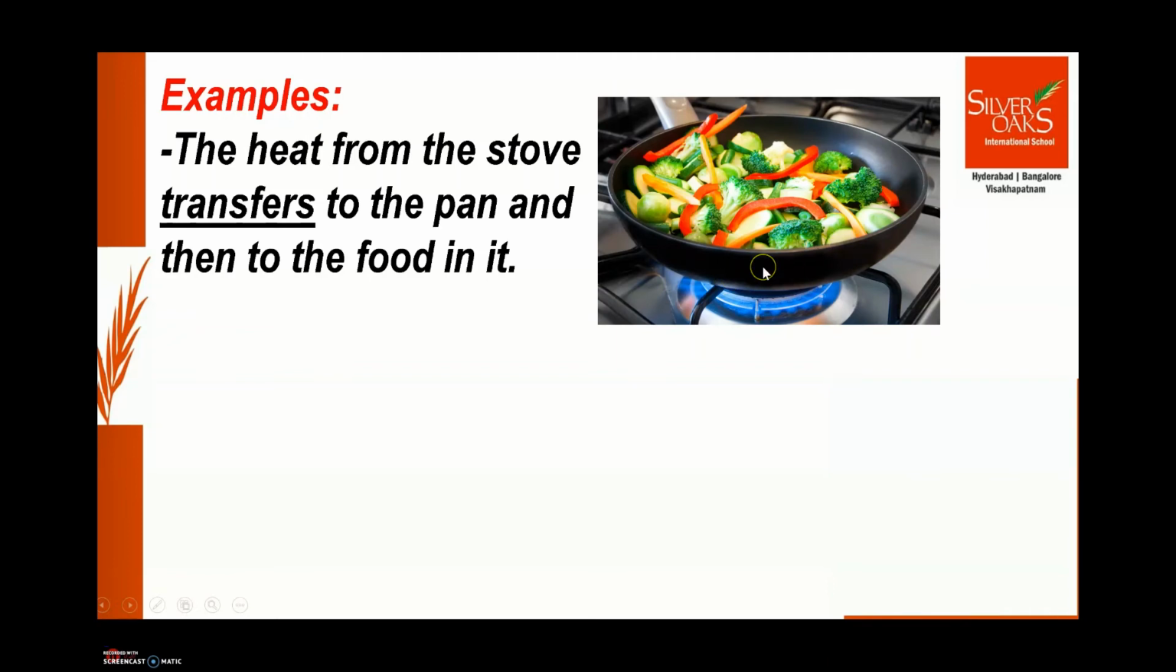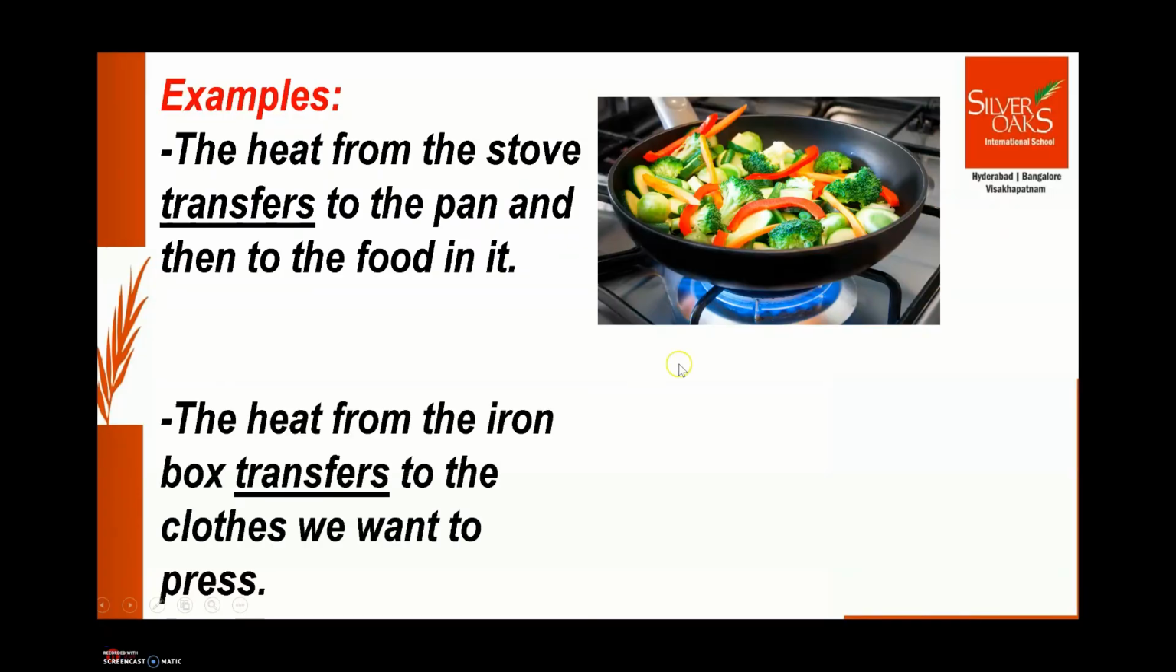Then this heat from the pan is transferred to the food present in the pan, which helps to cook the food, right? So, the heat from the stove which is lit has been transferred to the pan and then to the food present inside the pan, right?